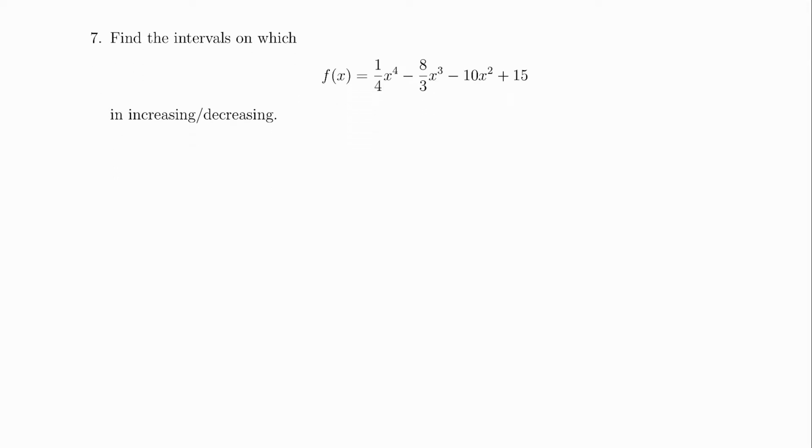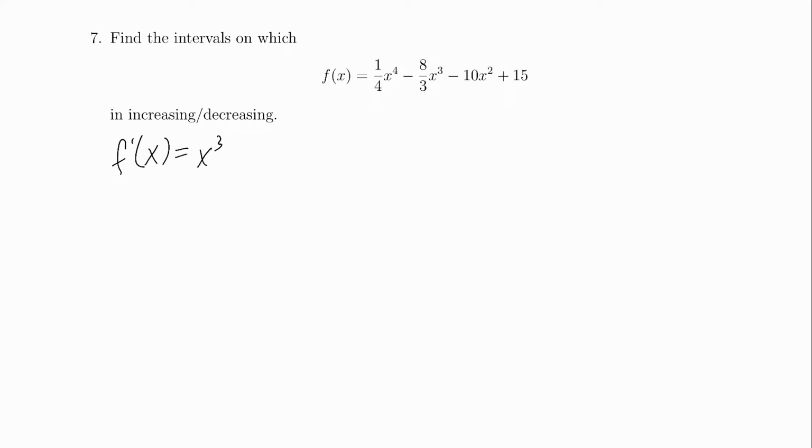Here we go. Number 7, we want to find the intervals on which this given function is increasing or decreasing. Finding intervals where it's increasing and decreasing means we're going to take the derivative, set it equal to 0, and find where it's undefined, use those points to break up the number line, and then test points from those intervals. But first things first, we got to take the derivative.